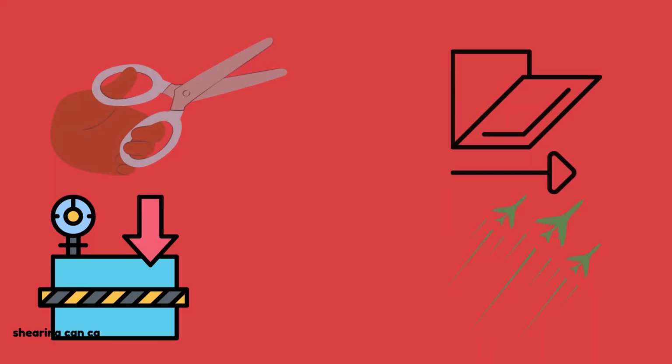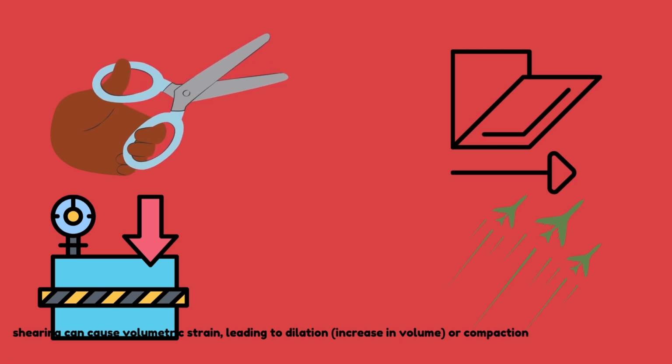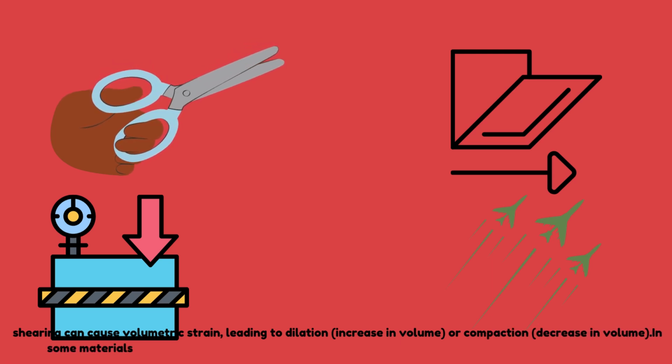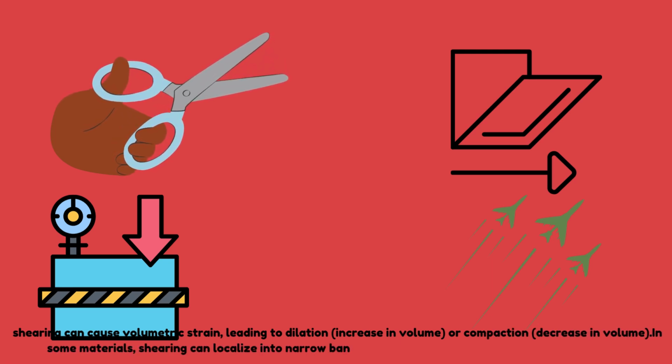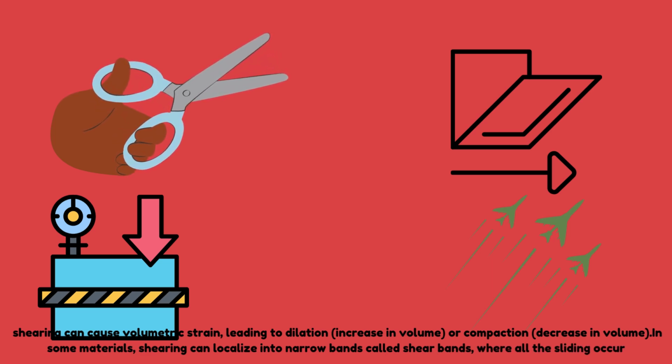In soil mechanics, shearing can cause volumetric strain, leading to dilation, an increase in volume, or compaction, a decrease in volume. In some materials, shearing can localize into narrow bands called shear bands, where all the sliding occurs.